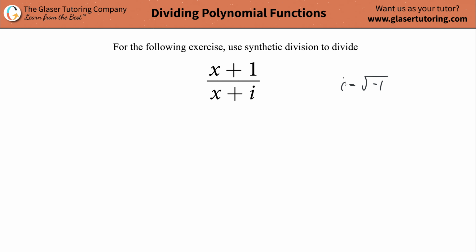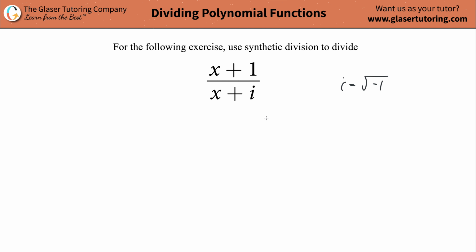Now, don't confuse an imaginary number with complex numbers. An imaginary number is simply what I just defined, and a complex number is going to be this imaginary unit plus some real or another imaginary number. So basically, this could be a variable, it could be a number, it could be 2, it doesn't matter. That would be considered a complex number, all right? Okay. Now, to the synthetic division part.